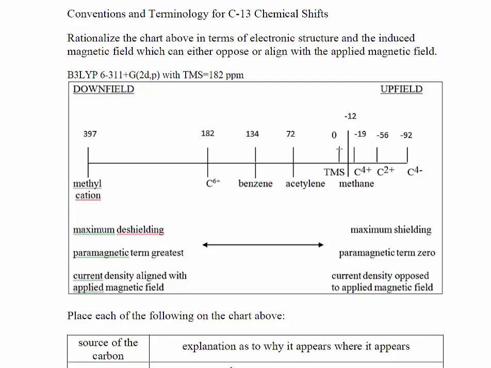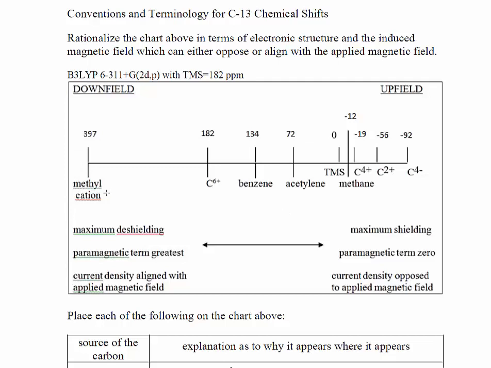Methane and TMS are very close. Methane is a little bit more shielded than TMS, and so it would be found here at minus 12 parts per million with respect to TMS. How about in the other direction? You have 4 of the compounds here, or I guess this atom, C6+.